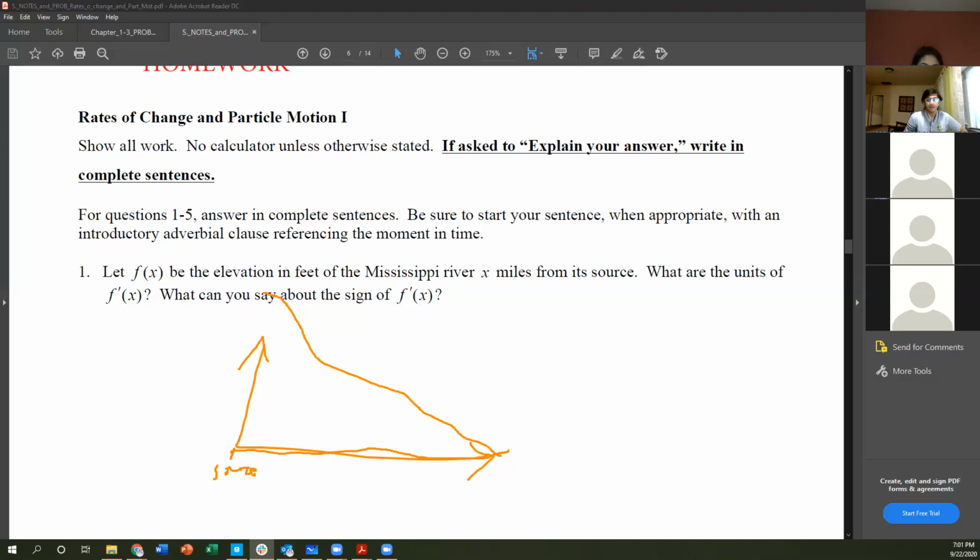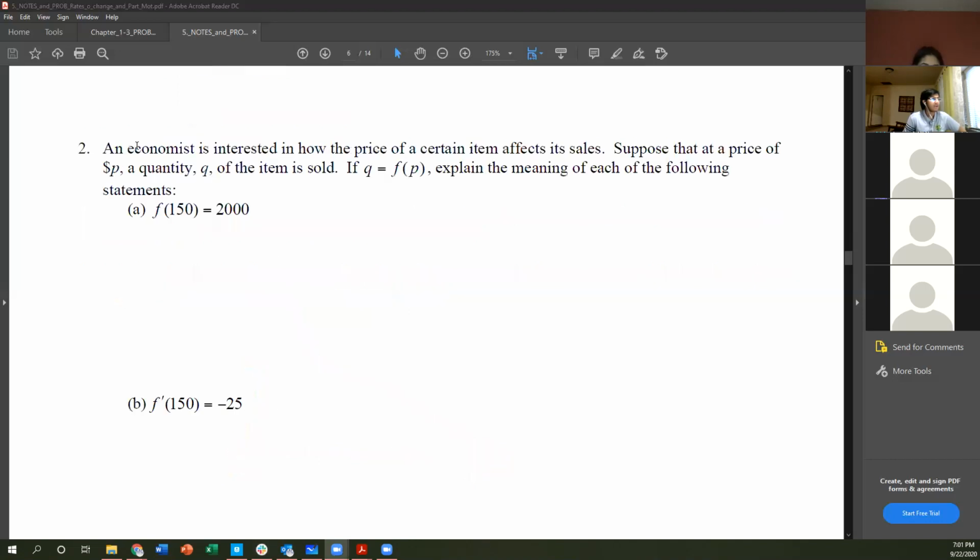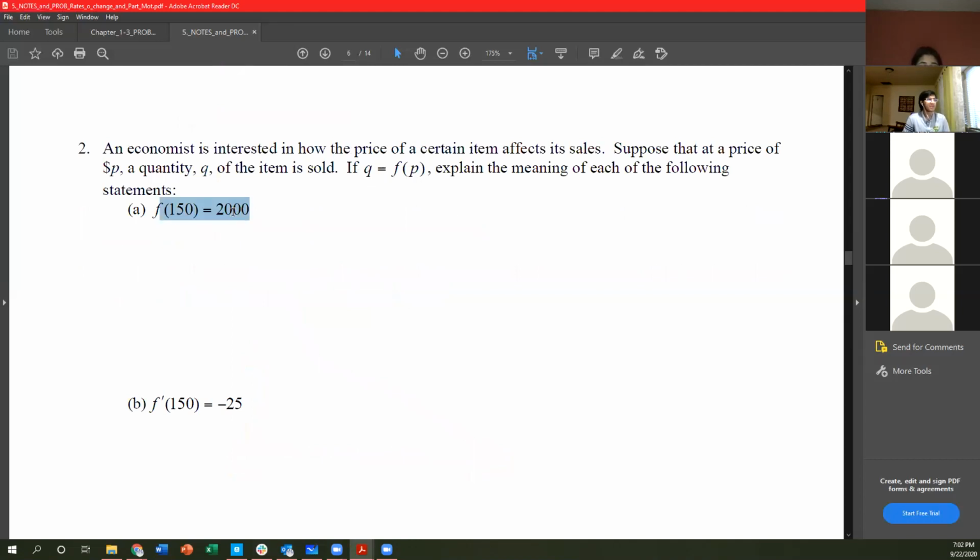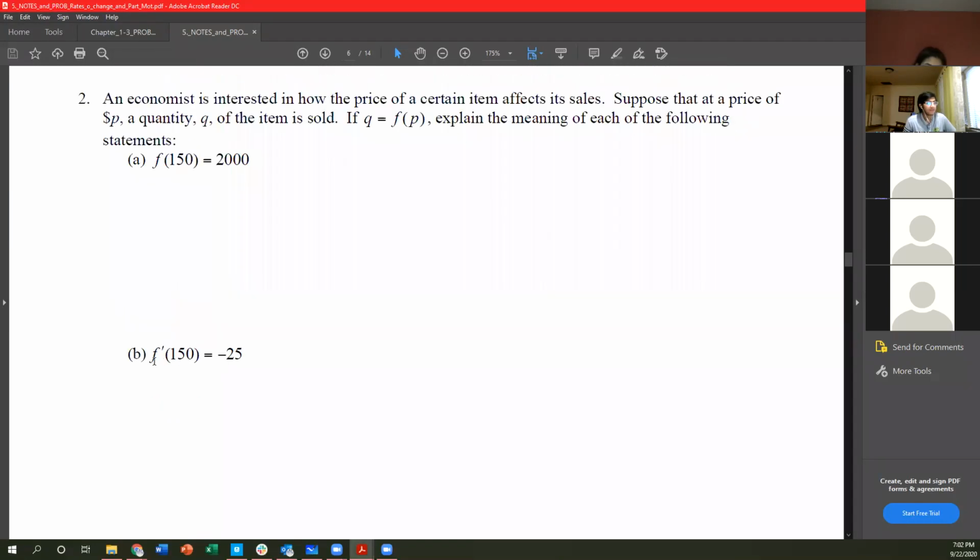An economist is interested in how the price of a certain item changes. Essentially we're saying f of p, or quantity, is a function of price. So what does this mean? f of 150 equals 2,000. That means at a price of $150, 2,000 items are sold. Does that make sense? Yeah. Okay, what about this one?